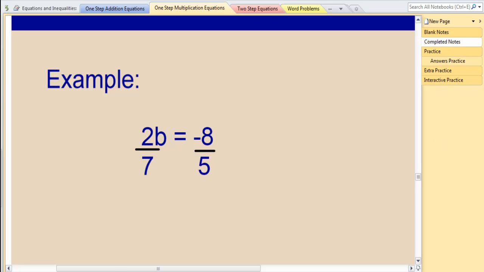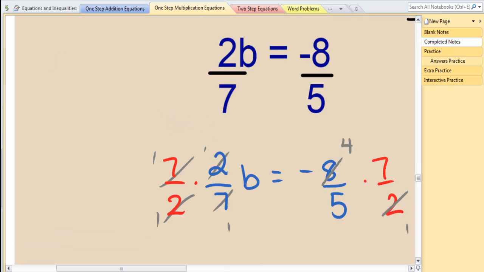Give that a try. So the first thing I did is to make very clear that I have 2/7 times b equals negative 8/5, and then I multiplied by the reciprocal of the fraction that's being multiplied by b. Since the fraction that's being multiplied by b is 2/7, then I'm multiplying by 7/2 because reciprocals will give me a 1, and that's my goal, is to get 1 times b. Since I multiplied the left-hand side by 7/2, I'm multiplying the right-hand side by 7/2 as well. And I cross-cancel everywhere that I possibly can.